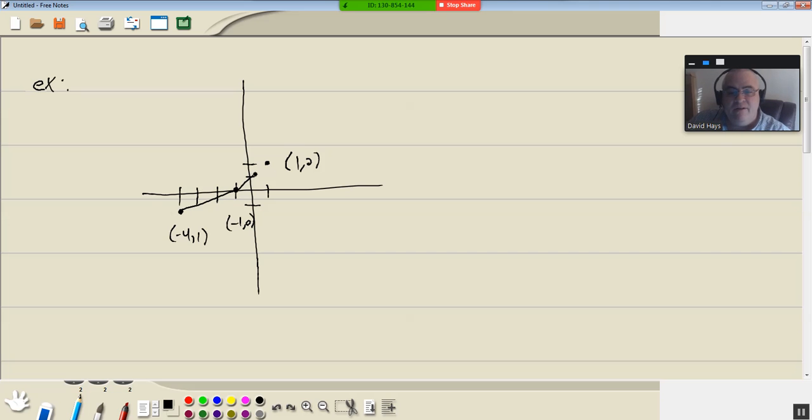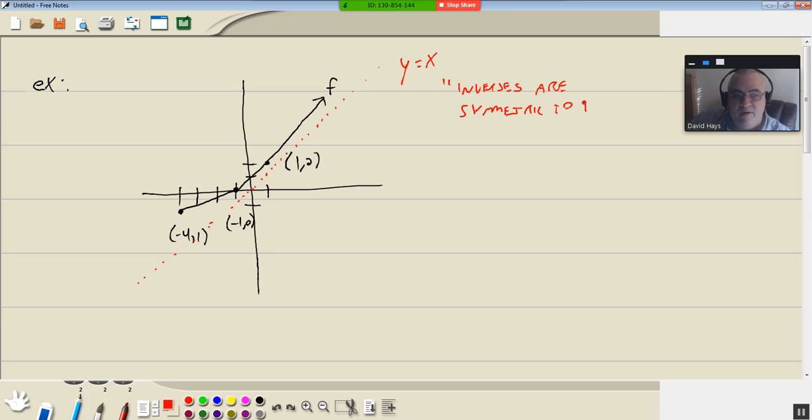Now if I connect them together, this would be our function, let's say. Now we have a line goes right through the middle here. This is a line y is equal to x. Now inverses are symmetric to the line y is equal to x.